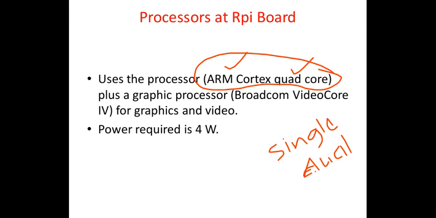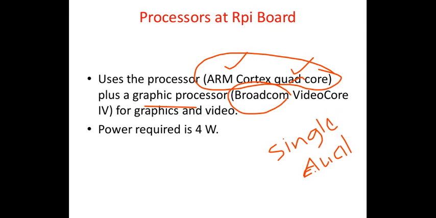Now this is basically making use of a quad core processor. As you know, a quad core processor is much more efficient in its operation compared to single core or dual core, plus a graphic processor. This is basically from Broadcom. So it's a brand actually. Broadcom is a brand. It uses a processor and a graphic processor for graphics and video. That is the reason why the extensive video and audio, or the graphics, whatever I have mentioned earlier, are very well supported by your Raspberry Pi.